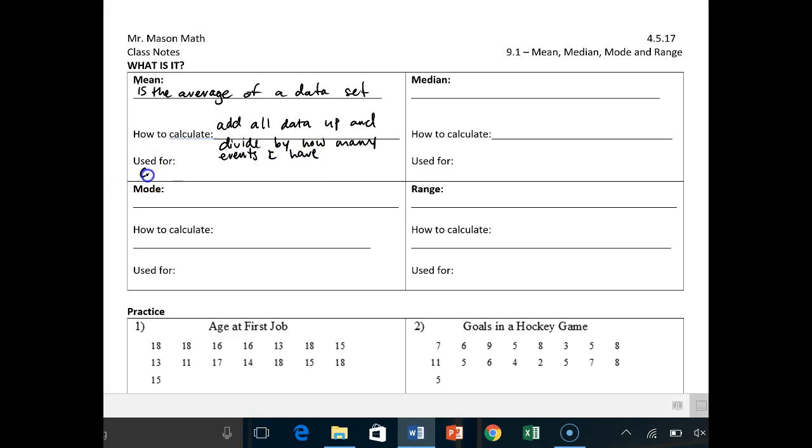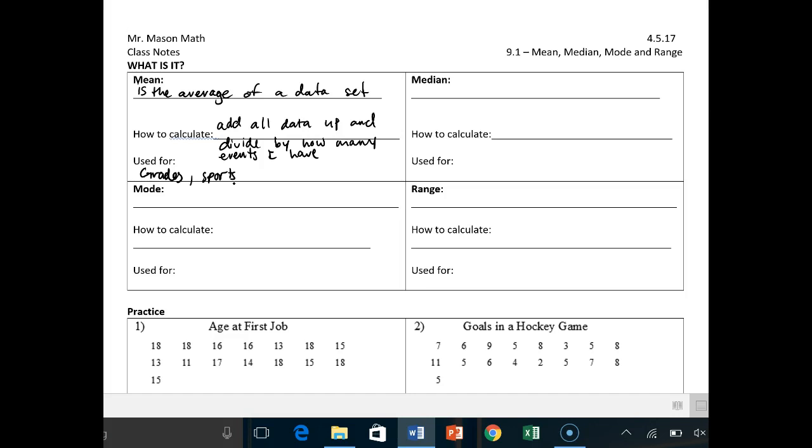So what's this used for? A main thing is grades. We as teachers use the mean to calculate your average or your grade on a daily basis. It's used in sports for points per game, batting averages, free throw percentages, all sorts of stuff.